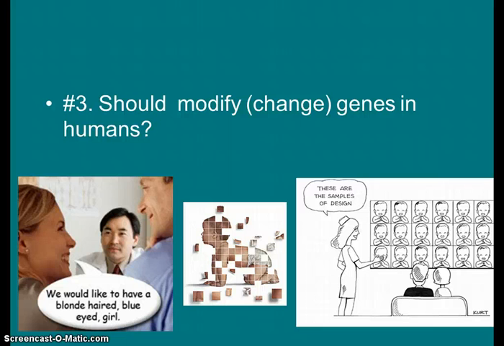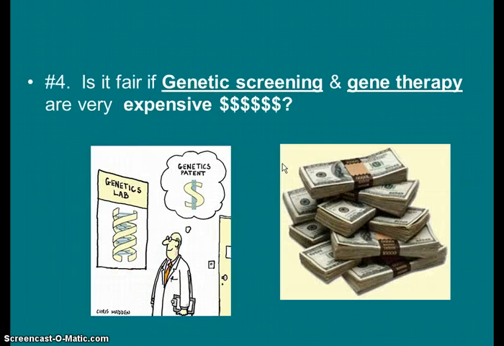Should we even modify humans' genes in the first place? What if you could go and tell a doctor, oh, I want my child to have red hair and to have adorable little freckles, but is that fair? What will happen to all of our human diversity? It's a lot of complicated things to consider.